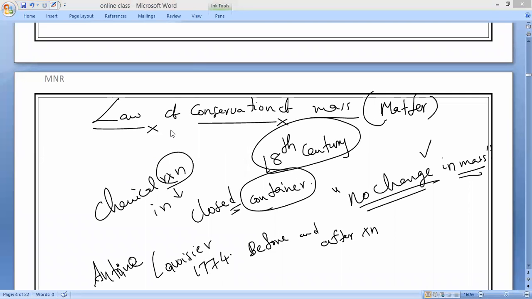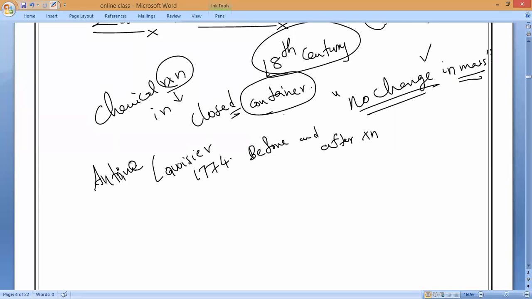Understand? That is what you have to remember. So now let us come to here. What did Antoine Lavoisier say about this? Remember, matter is neither created nor destroyed in a chemical reaction. That is what is called the law of conservation of mass. Please write the definition.